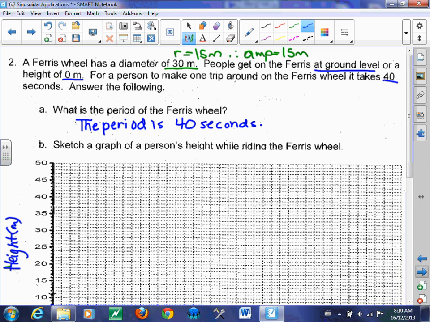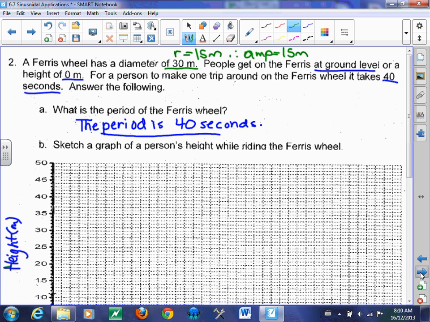So what does that tell us, guys? That tells us the period. So the period for the first question is 40 seconds. And it says to answer the following. Well, we just answered the first one. What's the period of the ride? And it's 40 seconds.